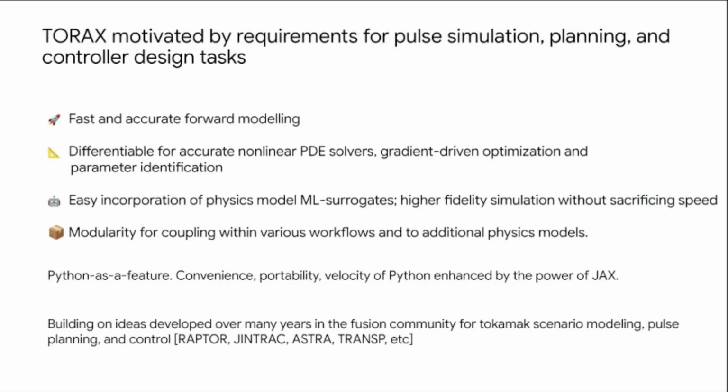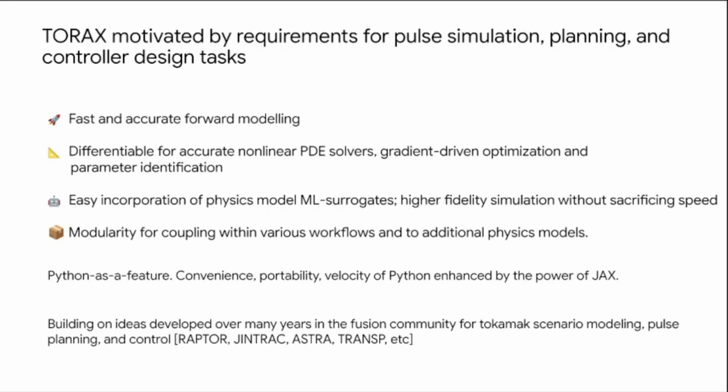So as I've been saying, we've really been motivated by these requirements for fast and accurate modeling, ideally differentiable, which enables gradient-driven nonlinear PDE solvers, and also powerful gradient-driven optimization techniques, and also learning models from data with parameter identification. We'd also like to easily incorporate these physics model ML surrogates. As somebody who's written a Fortran library for neural network inference, including hand-derived Jacobians in RAPTOR, I never want to do that again. So easy incorporation of these physics model ML surrogates is a priority, and also modularity.